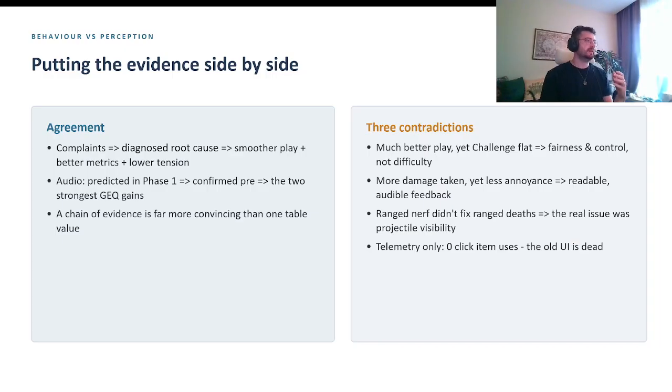So, the complaints about performance, we diagnosed the root cause and got a smoother play. Audio, I predicted in phase 1, confirmed in the pre-intervention in phase 3, and it got very strong GUQ gains. And the chain of evidence is far more convincing than one table value.